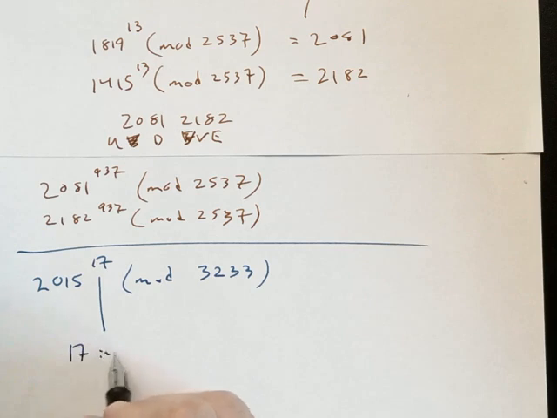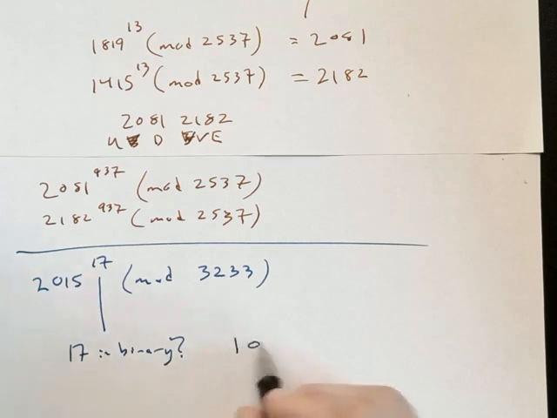What's 17 in binary? 1, no 2s, no 4s, no 8s, and a 16. 1, 0, 0, 0, 1. Looks like this. Okay. So really, I need 2015 to the first, and then I need 2015 to the 16th. But I'm only going to get there by squaring.